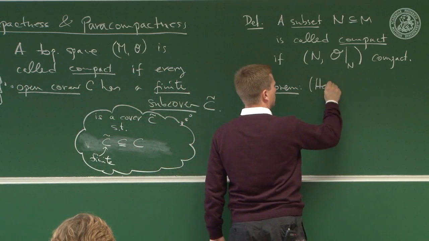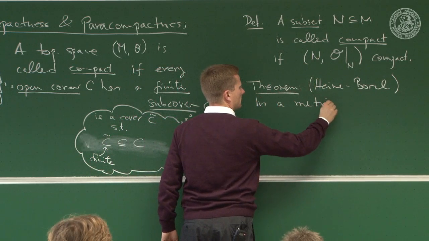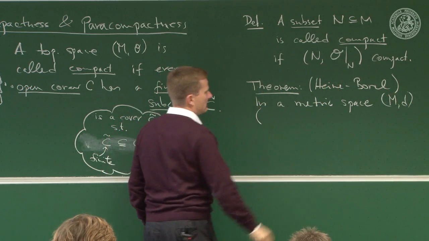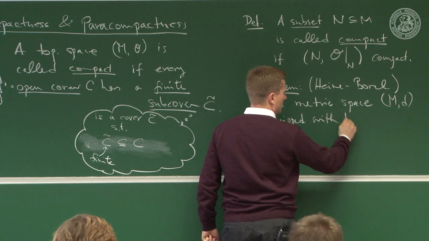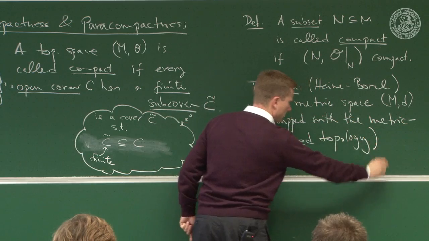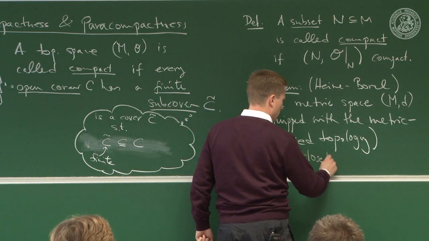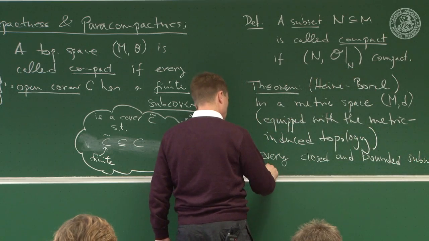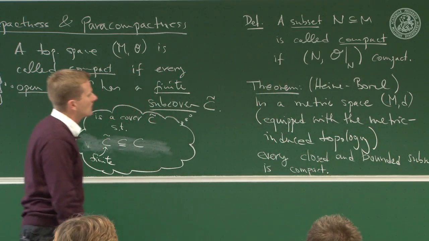And there is indeed a very important and famous theorem, and that's the theorem of Heine-Borel. And that says, in a metric space (M, d), and if we say in a metric space and we talk about topology, we always assume that it is equipped with the metric-induced topology, every closed and bounded subset of M is compact. Okay, in a metric space.